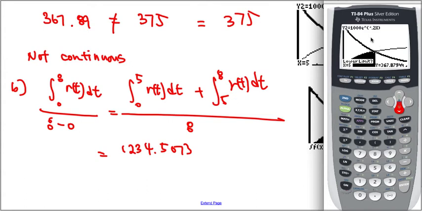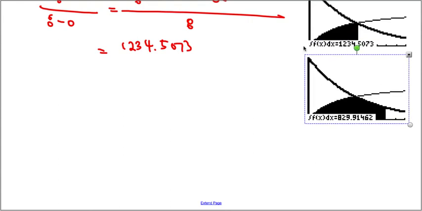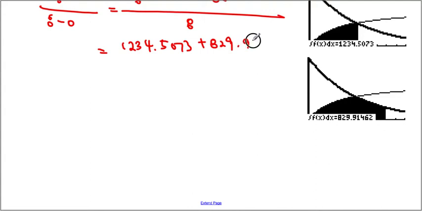Now that's not the function, but yes, y sub 2, that's the function which we are looking at. Lower limit was equal to 5. Upper limit was equal to 8. Then that's the expression that we end up getting. So plus 829.9146. Divide the whole thing by 8.